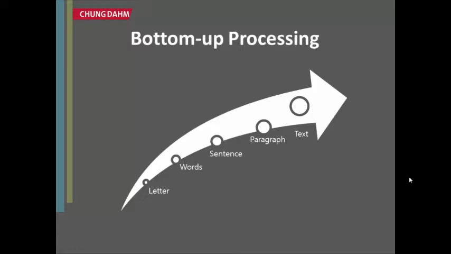And once they've added all that up, they build an understanding of the text. So it's bottom up, from letter sound connections all the way up to an understanding of the text. They add these pieces up one by one. And that's a bottom-up processing view.